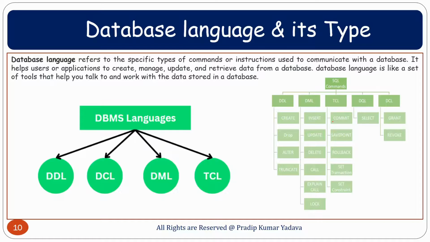Now talking about database languages and their types. Database language refers to the specific type of command or instruction used to communicate with the database. It helps a user or application to create, manage, update, and retrieve data from the database. The database language is like a set of tools that help you talk and work with data stored in the database. So if you want to retrieve any data, update any data, or delete any data, we have to use some particular commands, and those commands are called database language.